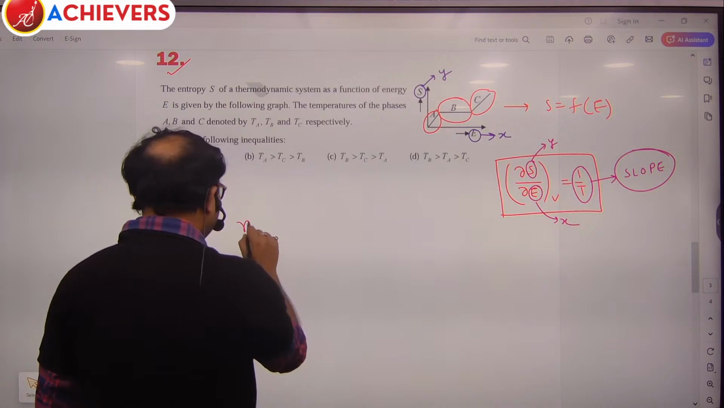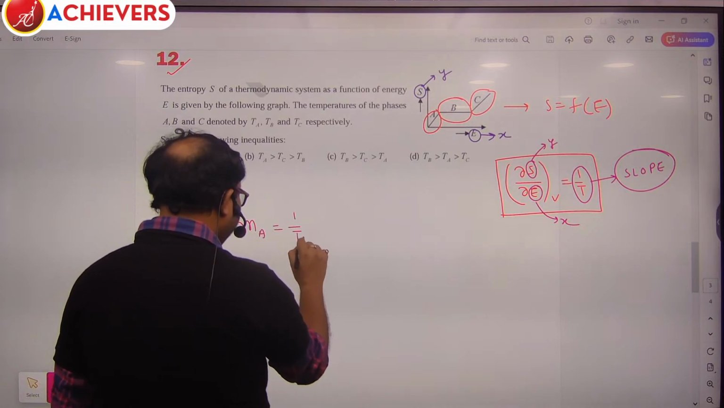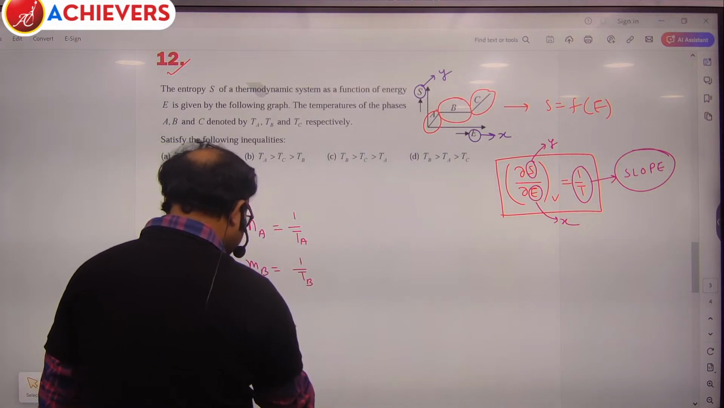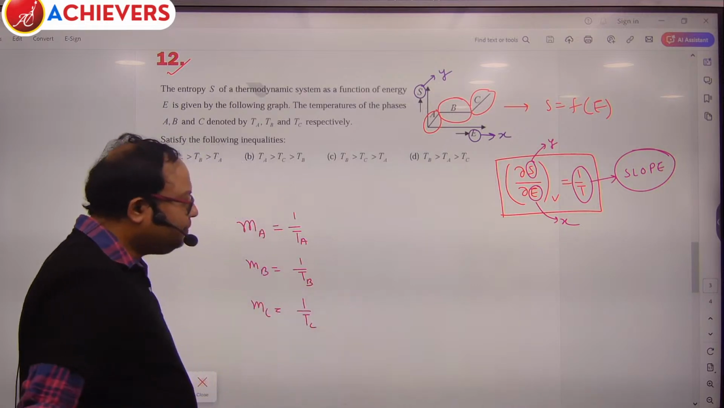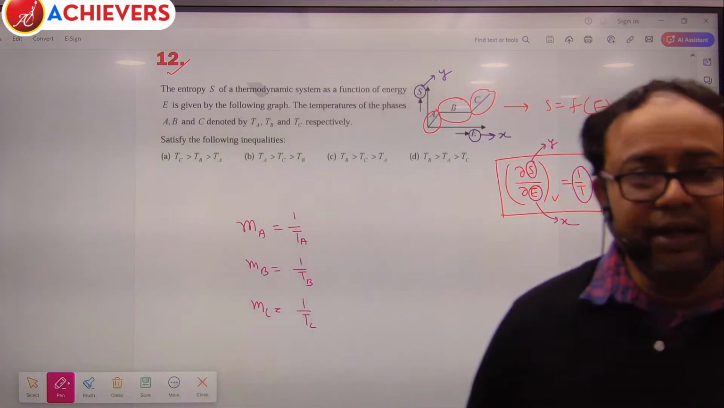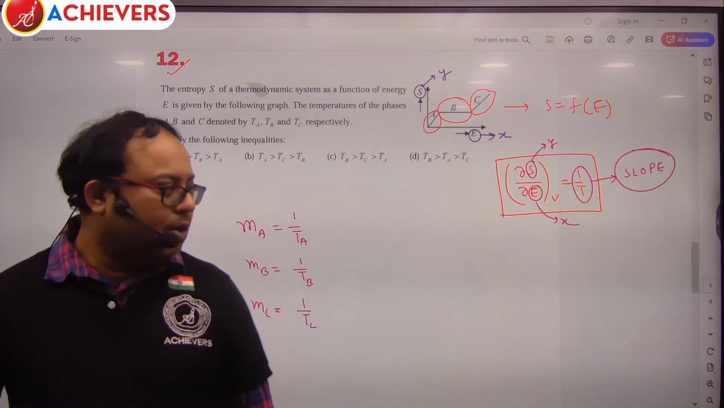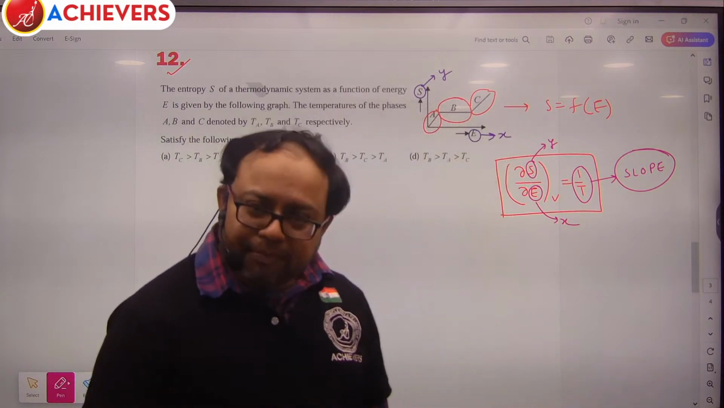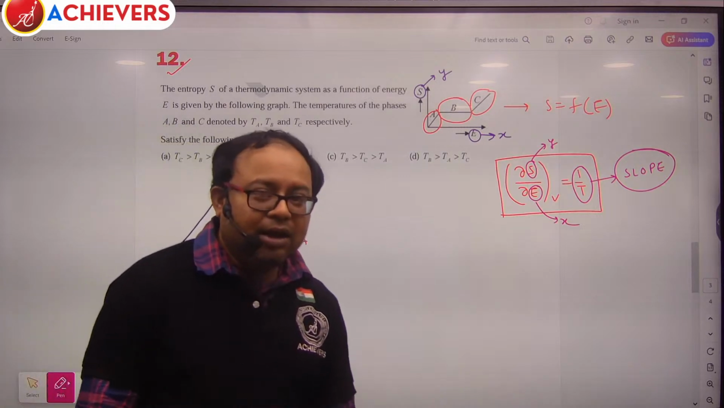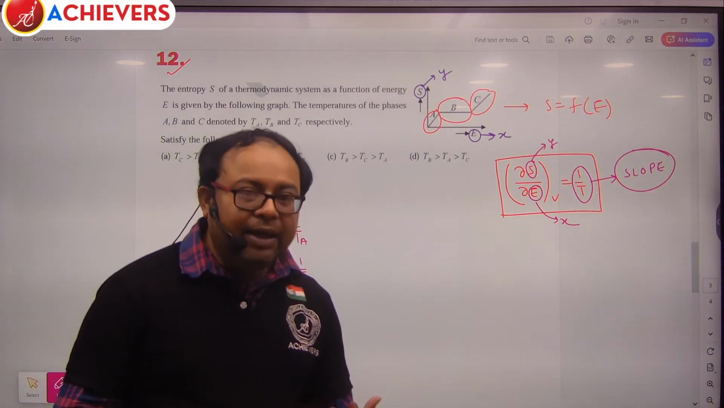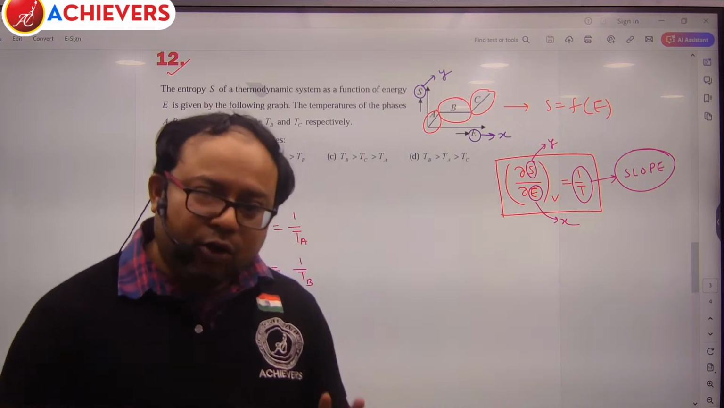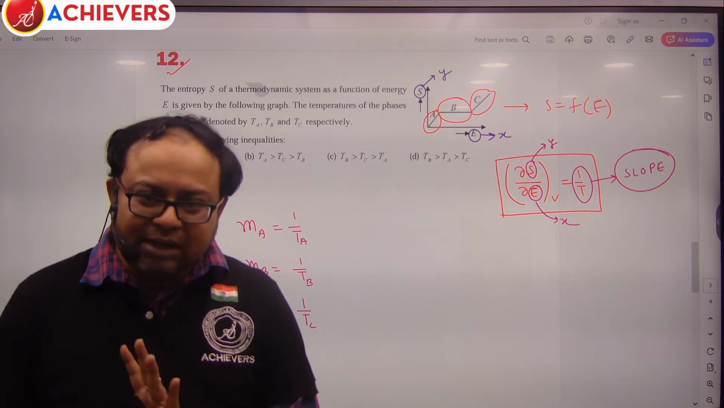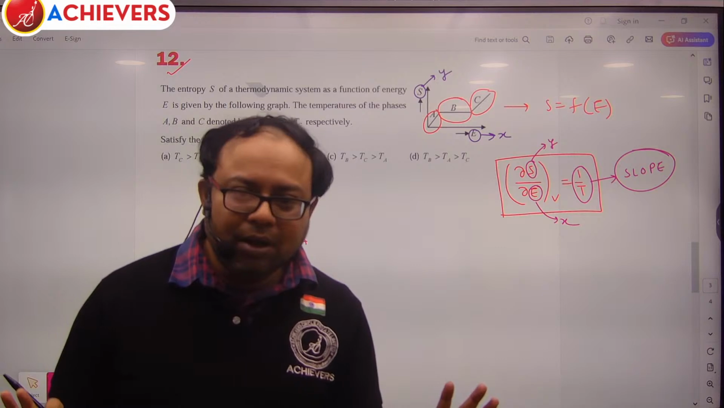So slope of A is 1 by TA. Slope of B is 1 by TB. And slope of C is 1 by TC. As simple as that. There are three regions, three phases, A, B, C. And the slope of every phase is given by 1 by the corresponding temperature. So this is absolutely clear to all of us.